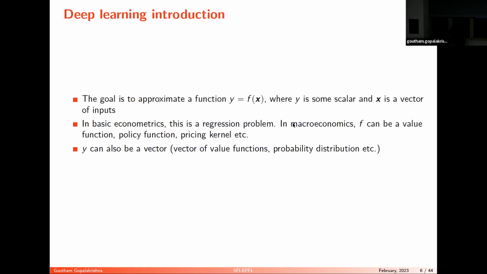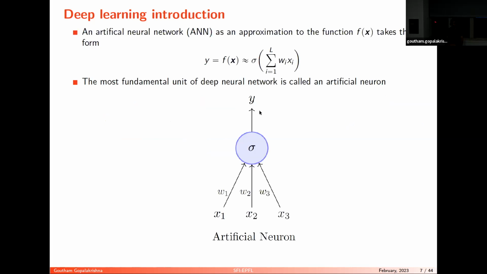Okay, so let's get right into what deep learning is. Now, since we are in economics and in financial engineering, let's think of a function approximation problem. You have a simple function here, y equals f of x, where x is a vector and y is some scalar. In basic econometrics, this is simply a regression problem, whereas in macroeconomics, f can be a value function, policy function, pricing kernel, and so on and so forth. Y can also be a vector, but let's take a simple example where y is a scalar and f is a function where x is a vector of inputs. The goal here is to approximate this function.